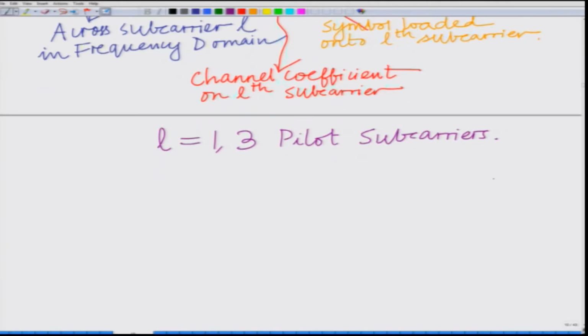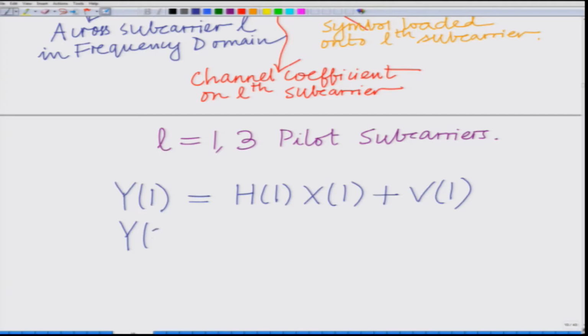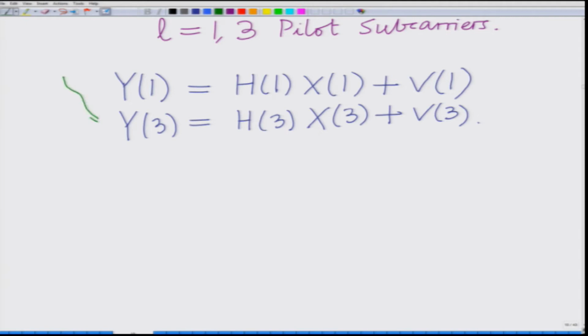Therefore, now what we are going to do is extract the output symbols corresponding to the pilot subcarriers, that is y1 equals h1 x1 plus v1, y3 equals h3 x3 plus v3. Since l equal to 1 and l equal to 3 are the pilot subcarriers, we are extracting the output symbols Y1 and Y3 corresponding to these pilot subcarriers. So, these are the outputs corresponding to the pilot subcarriers. These can be used for channel estimation.